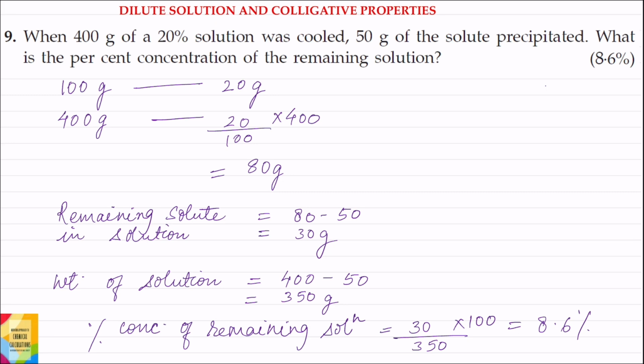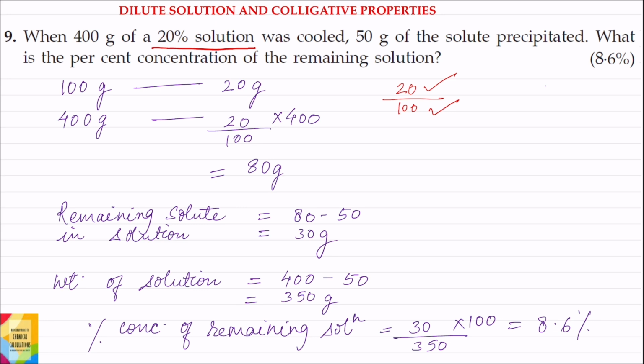Question 9. When 400 gram of a 20% solution was cooled, 50 gram of the solute precipitated. What is the percent concentration of the remaining solution? 20% solution means, how can we write 20%? 20 divided by 100. So in the numerator is the weight of the solute and in the denominator is the weight of the solution.